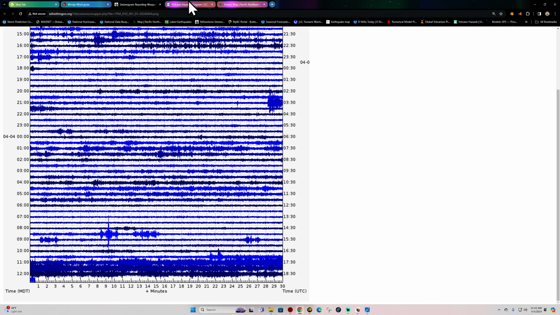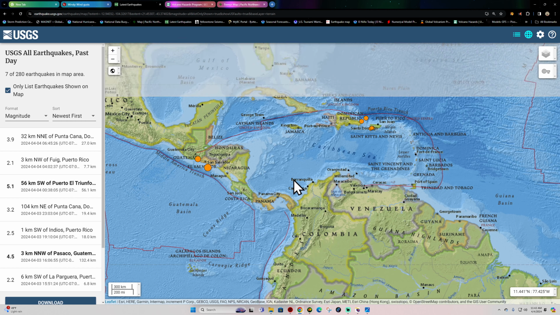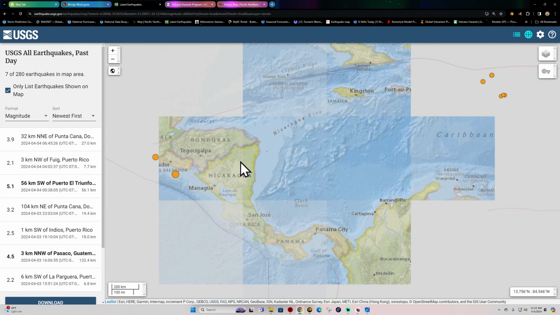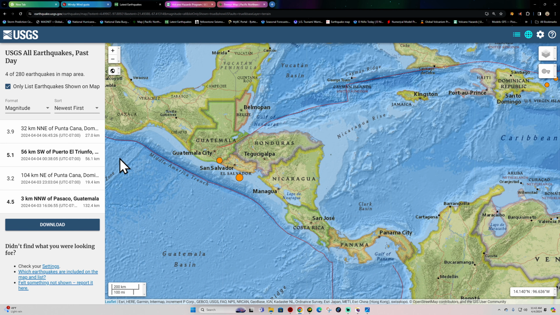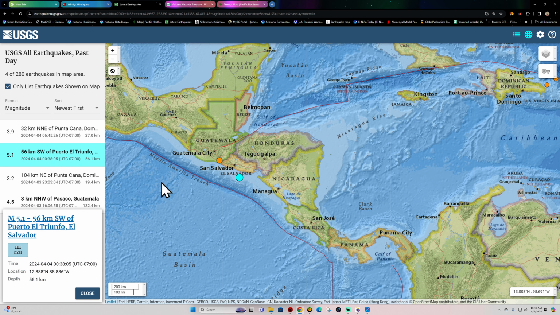All right, what else we got here as far as the Caribbean plate? Looks like we had low activity here today so far. 5.1 off the coast there of El Salvador. Very typical for this area. 56 kilometers deep into the Middle America Trench.